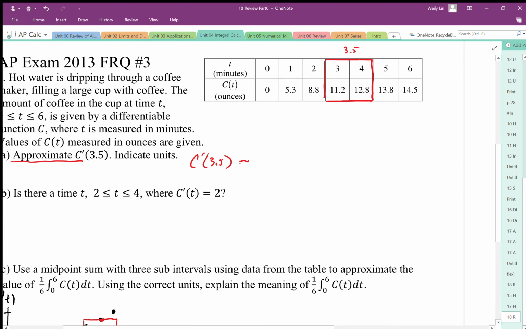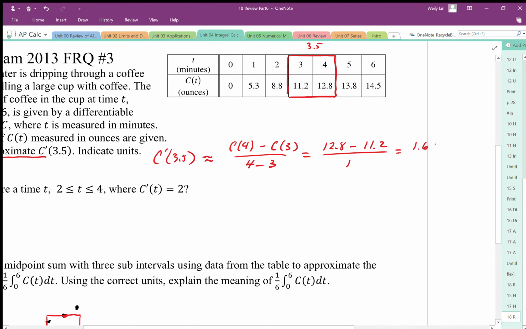So we're going to say this is approximately c of 4 minus c of 3 over 1 minute. So we have 12.8 ounces, and we're taking away 11.2 ounces. That happens over 1 minute, so we end up with 1.6 ounces per minute.